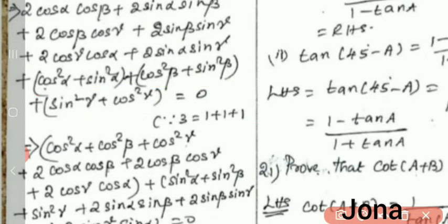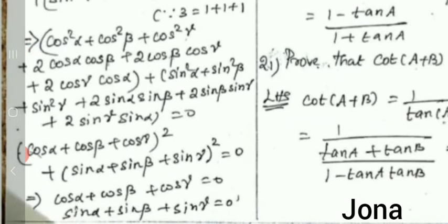And then I want to group all the three things there. Cos square alpha plus cos square beta plus cos square gamma plus 2 cos alpha cos beta plus 2 cos beta cos gamma plus 2 cos gamma cos alpha. This is the one term. And then the remaining terms are sin square alpha plus sin square beta plus sin square gamma plus 2 sin alpha sin beta plus 2 sin beta sin gamma plus 2 sin gamma sin alpha equal to 0. I kept the cos in one term and sin in the other term.